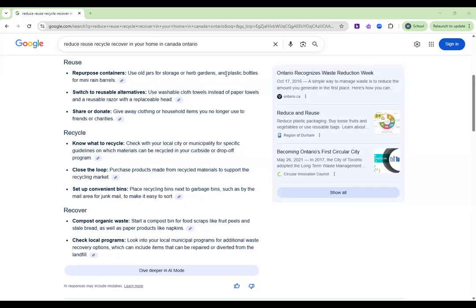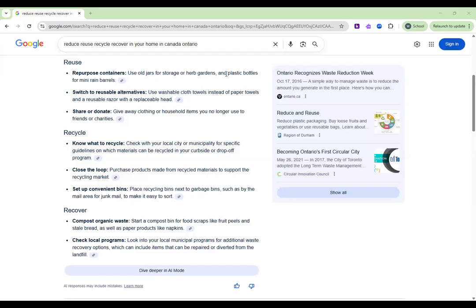Okay, it says close the loop and recycle. Purchase products made from recycled materials to support the recycling market. Sometimes it costs a little bit more for some of these recycled items. The important thing is that we try to encourage and support anybody who's recycling products. This is called closing the loop, where we're trying to support items that are coming from recycled materials.